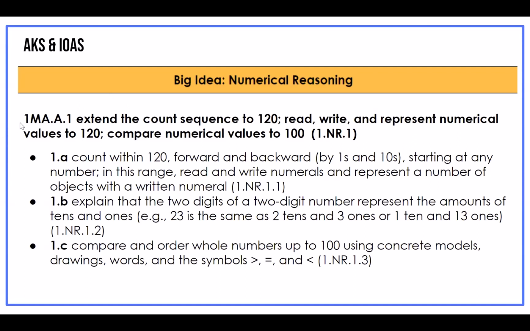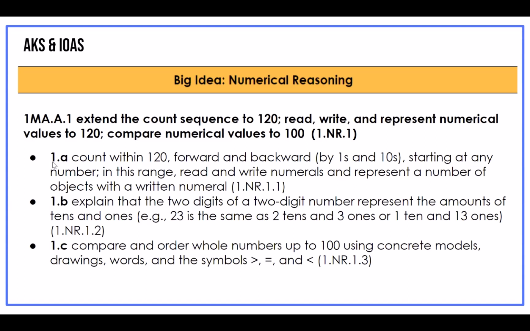When learning AKS 1, students are building on their understanding of the patterns and number sequence established in kindergarten to extend the count sequence to 120. This standard focuses on reading and writing numerical values to 120 and numerical reasoning about the patterns of the count sequence to count forward and backward from any number less than 120. Students will also compare numerical values to 100. The IOAs go into further detail about the expectations for this standard.